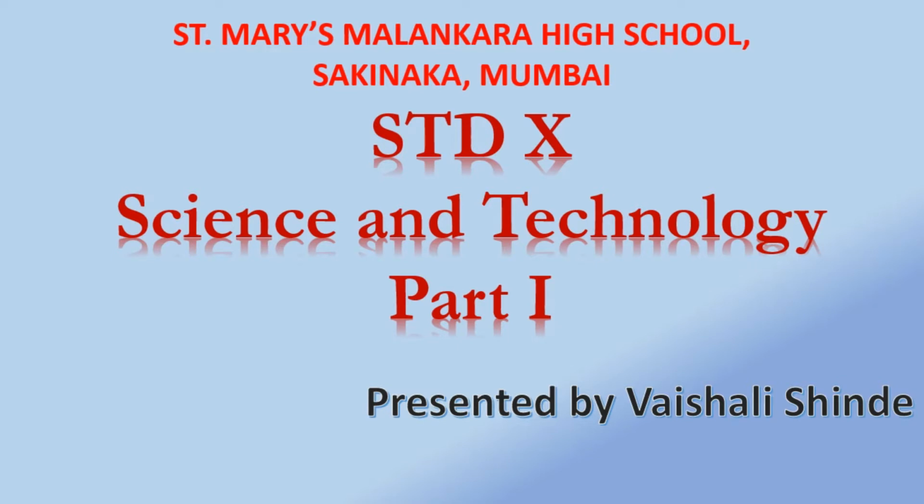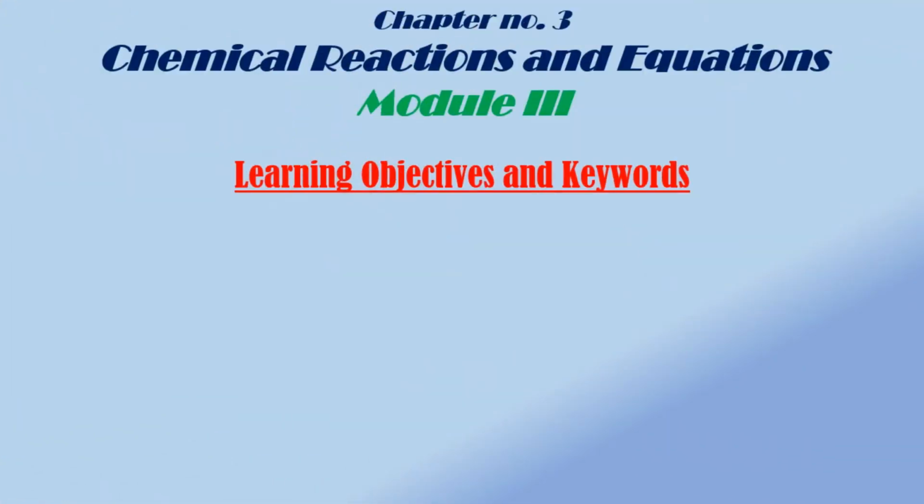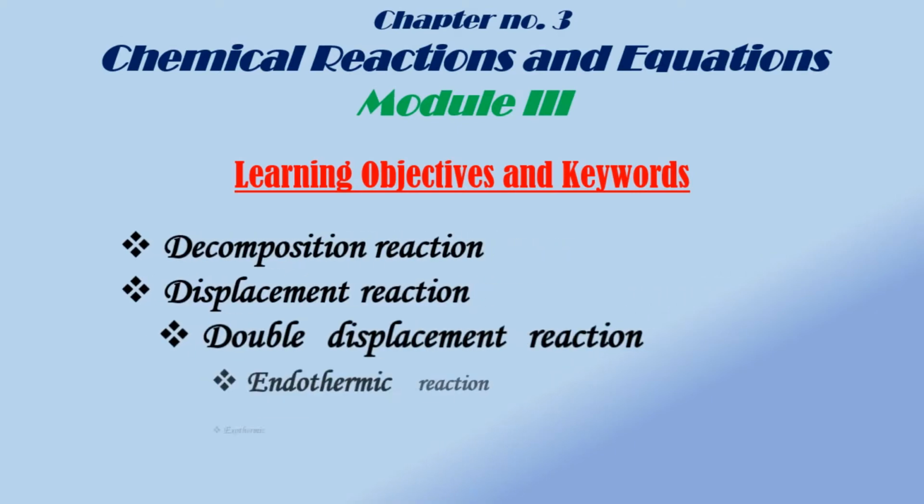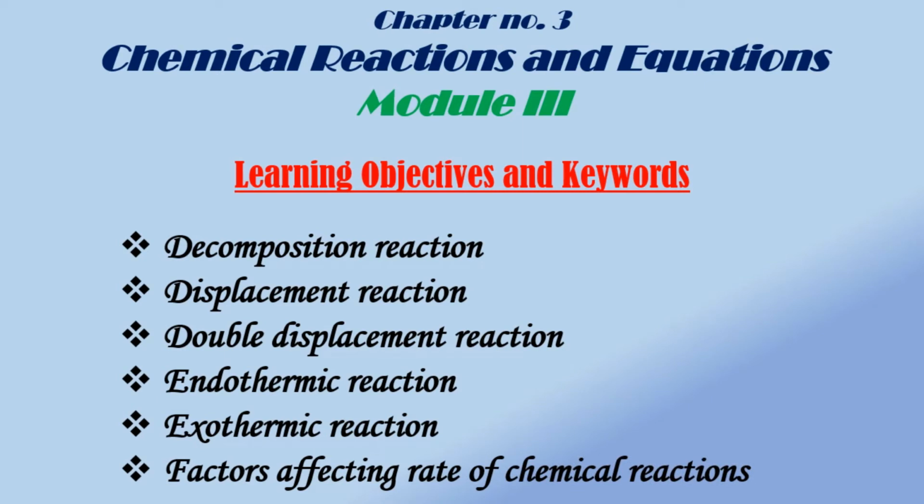Welcome students to the third module of chapter number 3, Chemical Reactions. In this module, we will be learning various types of chemical reactions: decomposition reaction, displacement reaction, double displacement reaction, endothermic and exothermic reaction. Also, we will discuss the factors that affect the rate of a chemical reaction.